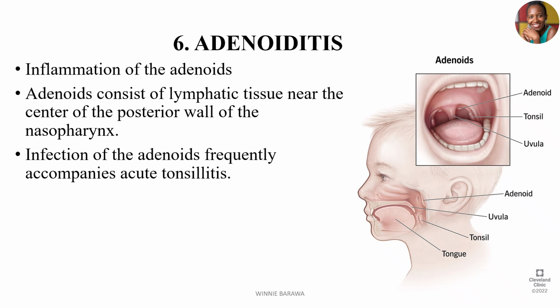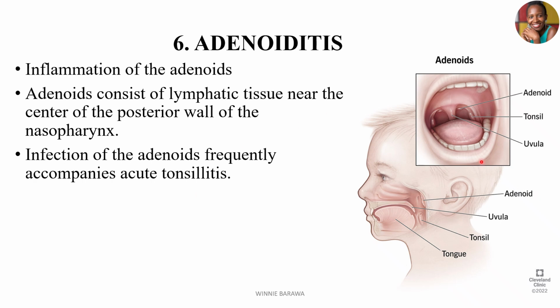Then takes us to disease number 6, which is adenoiditis. This comes from the word adenoids, and adenoids are also part of our lymphatic nodes. Adenoiditis, in definition, is inflammation of the adenoids. Because adenoids are lymphatic tissues, they're located at the posterior part of our nasopharynx, and they also help produce antibodies which help keep us more safe and immune or protected from microorganisms.